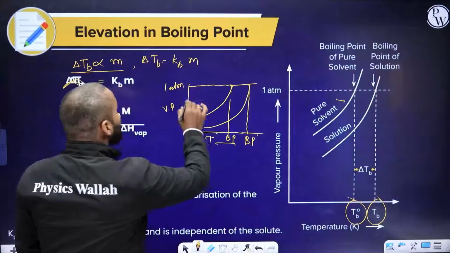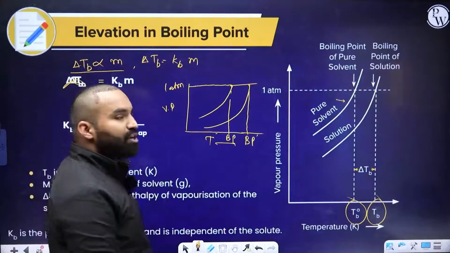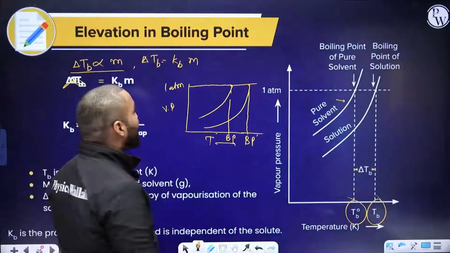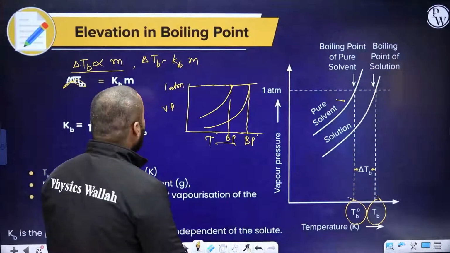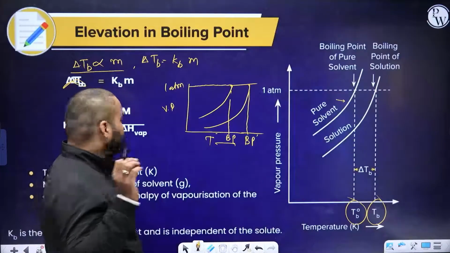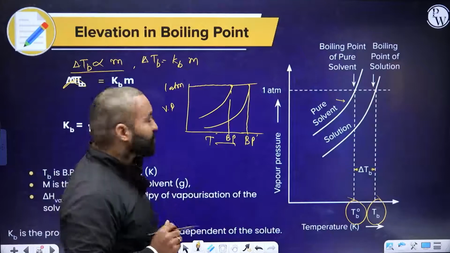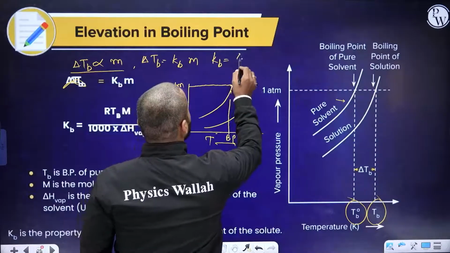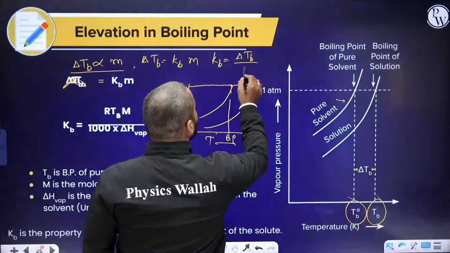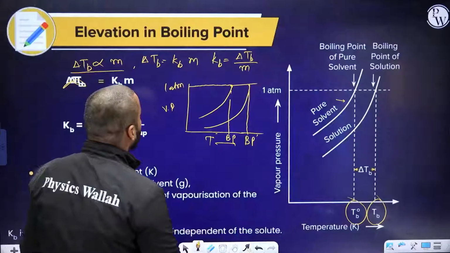What is Kb? Kb is molal elevation constant, or ebullioscopic constant. All right. I want you to write down its unit in the comment boxes. So what will be the unit of Kb that you need to mention? That's equal to delta Tb. Always use the dimension analysis. You will be able to get the values.